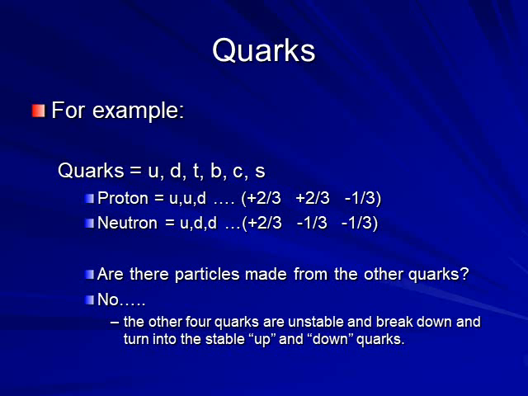Why does the neutron have no charge? Well, it's made of 1 up and 2 downs. So if you do their partial charges, check the math out. Positive 2/3 plus a negative 1/3 plus a negative 1/3. These all cancel out. Therefore, there is no charge to the neutron, and it's because of this combination. Are there particles made from other than quarks? No. The other 4 quarks are unstable, and they break down and turn into the stable up and down quarks. So top, bottom, charmed, and strange basically turn into up and down quarks over time, and then the up and down quarks make up normal matter that we are aware of.